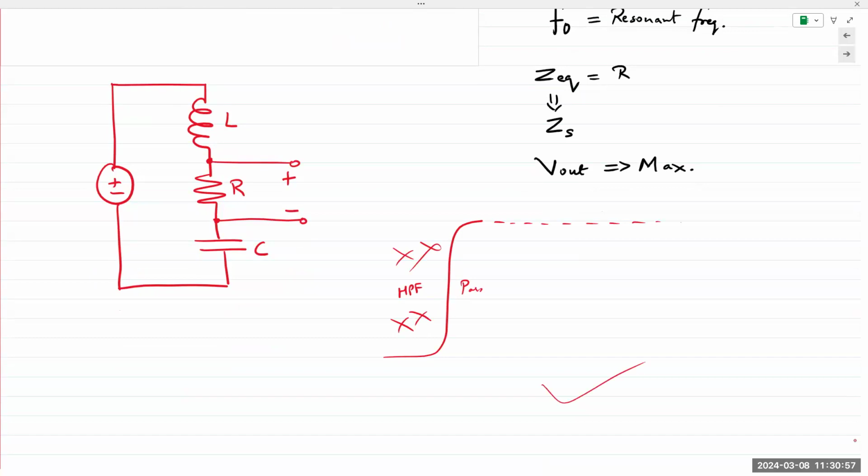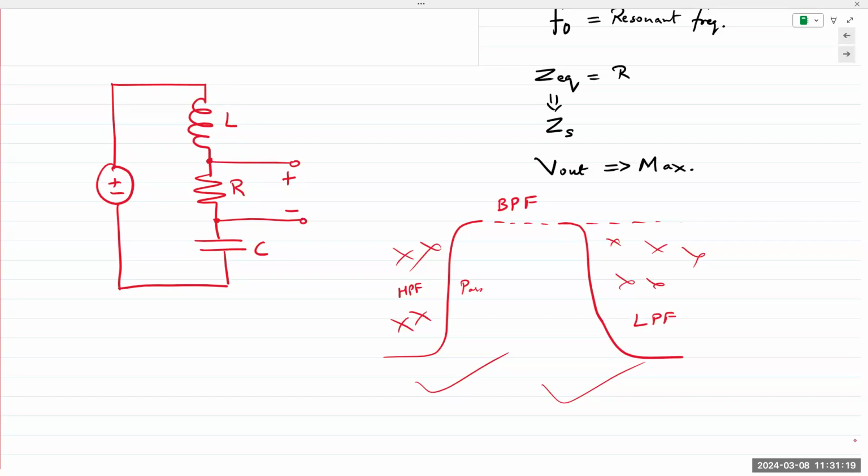Then you attach it to a low pass filter. So this is the low pass filter. The low pass filter allows all of these frequencies to pass through, but it blocks all of these. And when you bring both of them together, you now obtain a band pass filter.